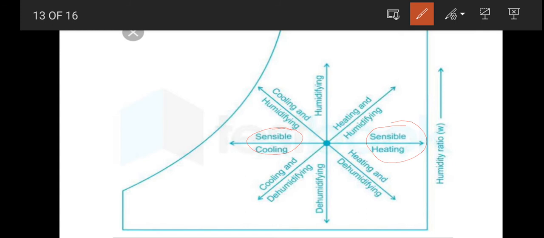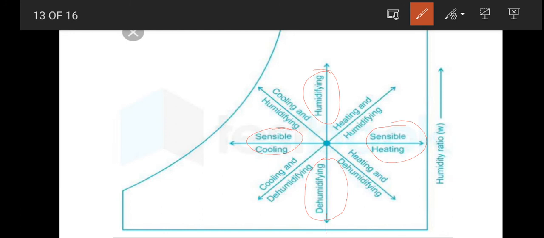Then the next process is the humidification process. This is from downward to upward direction, keeping the dry bulb temperature constant and increasing the specific humidity of air. It is called humidification. Then next is the dehumidification process. This is from top to bottom, in the downward direction. In that, keeping the dry bulb temperature constant, if we decrease the amount of moisture content in the air, this is called the dehumidification process.